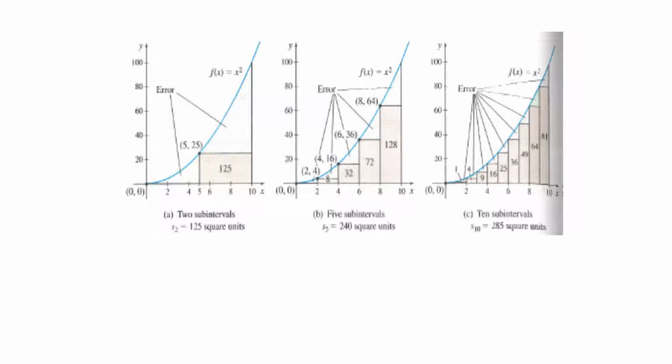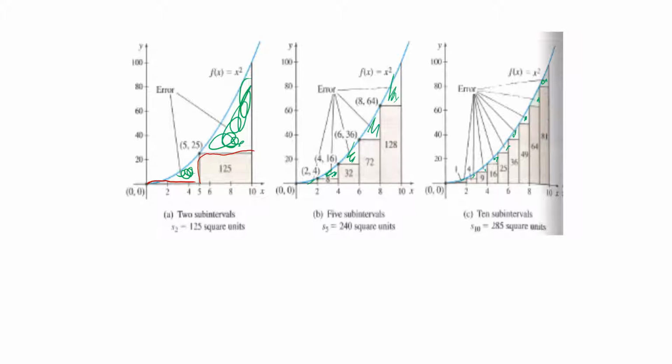With 2 subintervals, we had the one with area 0 and the one with area 125. But look at all of this space that was missed. With 5 subintervals, there was less space that was missed. We still have an underestimate, but it's closer. With 10 intervals, there's even less space that's missed, but there is space. So the more subintervals you have, the better your estimate's going to be.